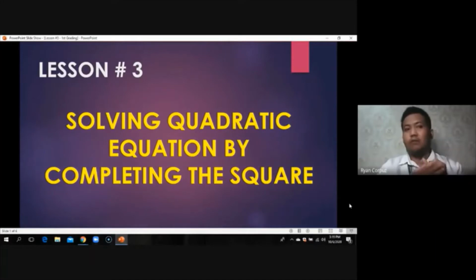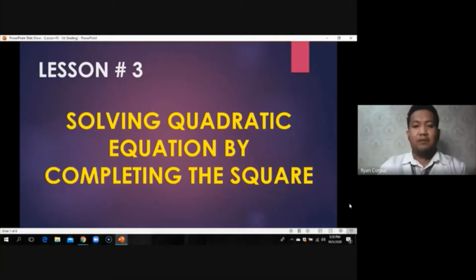So, we're through on using extracting the roots. Then we're through on using factoring as a method. Then this time, the third one is by using completing the square. So in this lesson, you are going to find out how completing the square is to be used in solving quadratic equation. So how are we going to apply it? So that's what we are going to find out in this lesson.